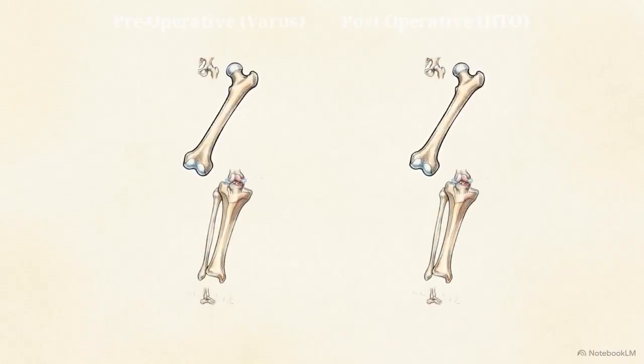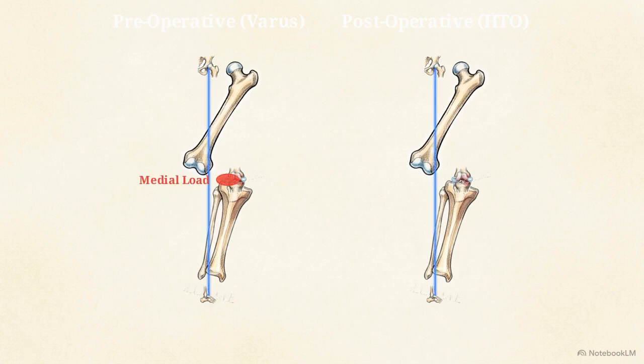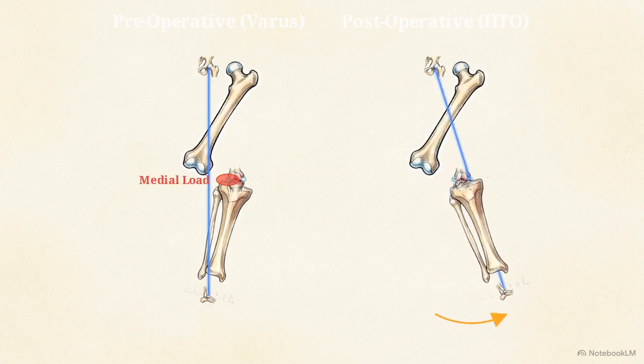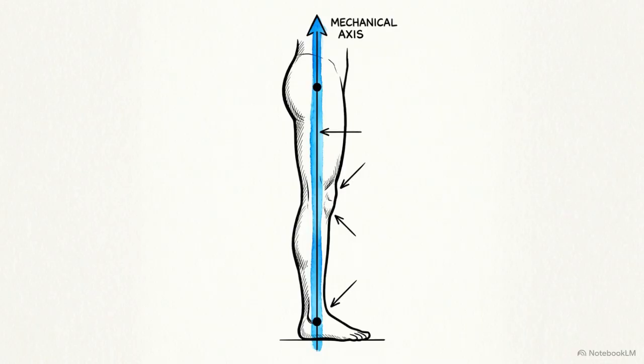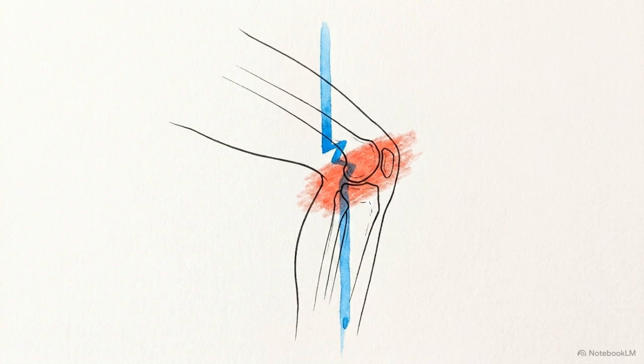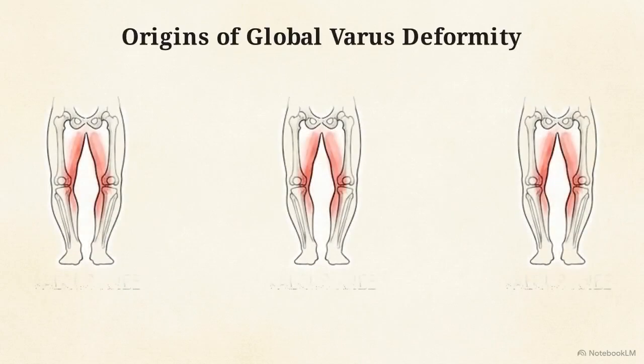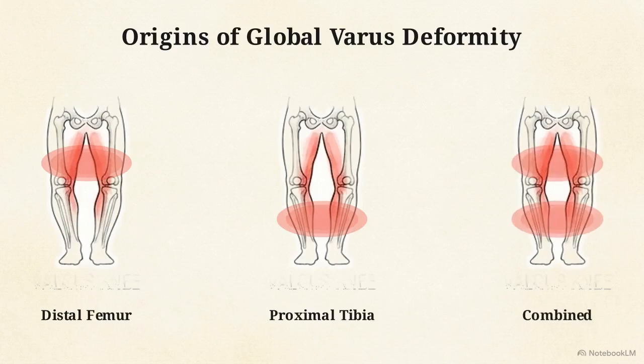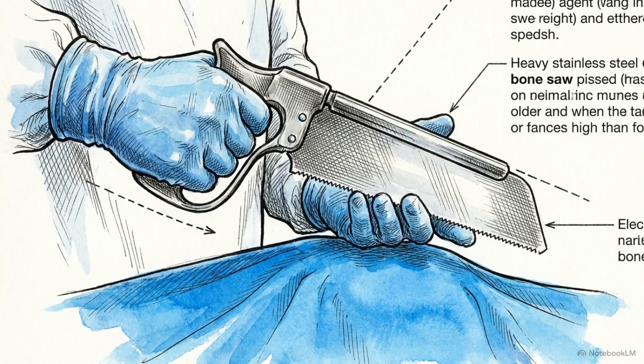The primary biomechanical objective is to shift the weight-bearing load away from the diseased medial compartment and transfer it over to the healthy lateral cartilage. Correcting the global mechanical axis to make the leg perfectly straight is mathematically simple, but operating solely on global alignment is biomechanically insufficient. A global varus deformity can originate in the distal femur, the proximal tibia, or a combination of both. Ignoring the specific anatomical source of the malalignment guarantees an imprecise surgical intervention.